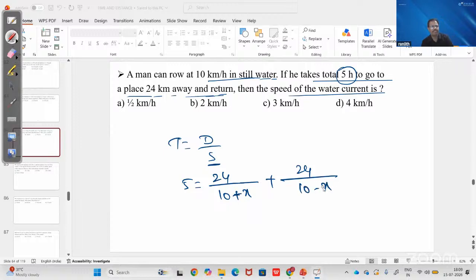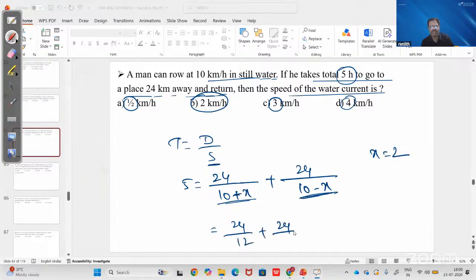Whatever x value we substitute, 10 plus x should be a factor of 24, and here also a factor of 24. So what is the x value? We can't put 0.5. If I put x equal to 3, 10 plus 3 can't divide. 10 plus 4, 14, is also not divisible. So we need to take x equal to 2. If I take x equal to 2, we can write 24 by 12 plus 24 by 8, so it will be equal to 2 plus 3. 2 plus 3 equal to 5 hours of time.